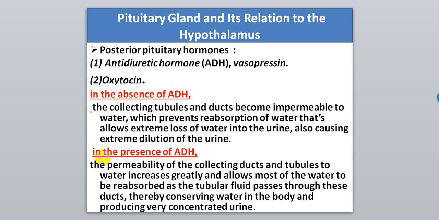On the opposite side, in the presence of antidiuretic hormone, the permeability of collecting ducts and tubules to water increases. Reabsorption increases, so the tubules reabsorb water, and that leads to concentration of urine. To summarize: when there is absence of antidiuretic hormone, excretion of water with urine is higher, and therefore I will have dilute urine. On the contrary, when there is increased secretion of this hormone, water is reabsorbed back into the body, so the urine becomes concentrated, containing very small amounts of water.